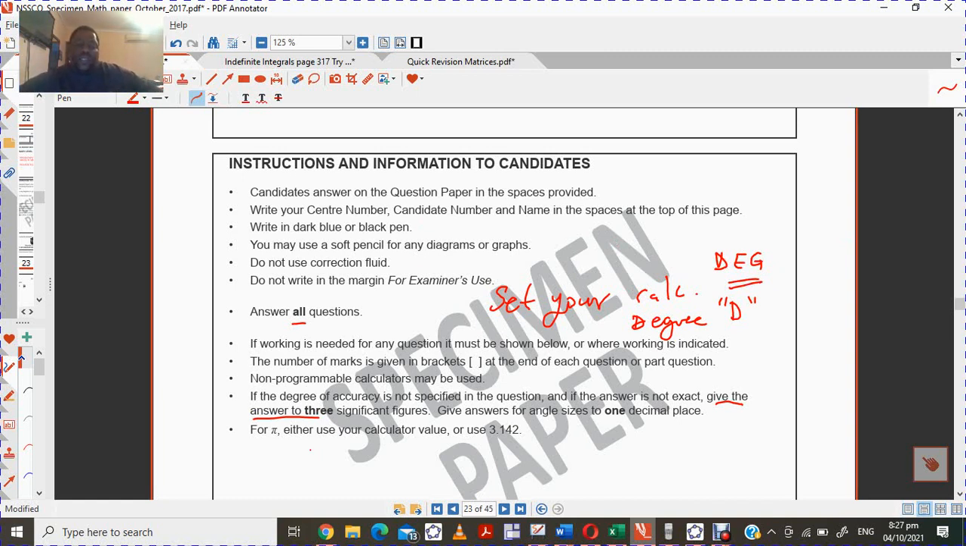And when you have answers involving pi, whether you're calculating, let's suppose, the area of a circle, or finding the circumference of a circle, anything involving pi, it's an irrational number, which means it will never end. You either use your calculator value and then round off to three significant figures, or you use 3.142, which is just an estimate. Okay, right.